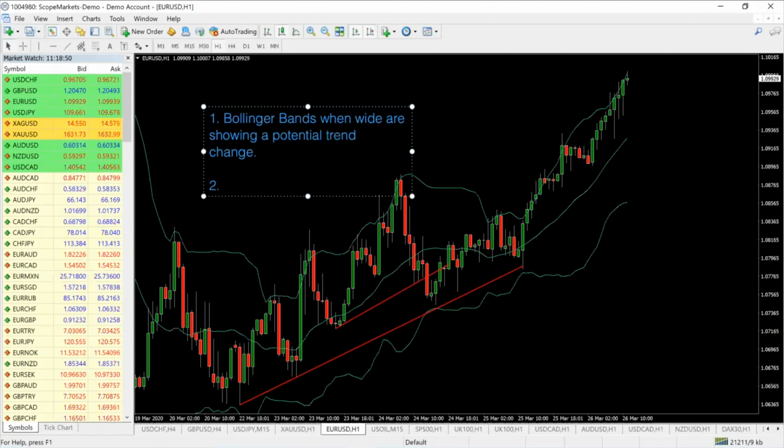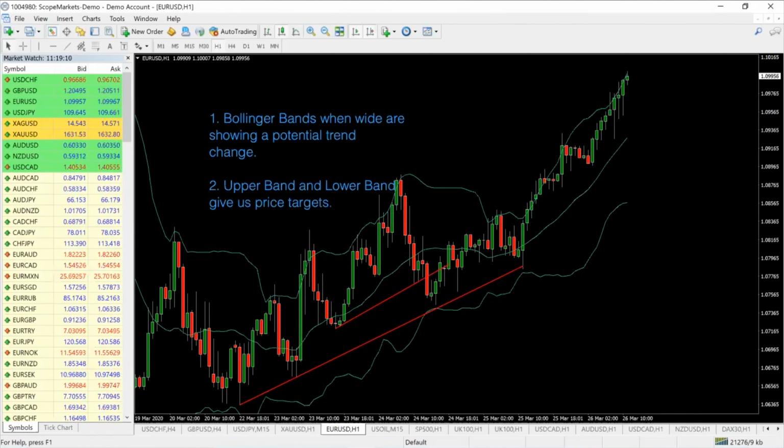So the second way we use them is as price targets. The upper band and lower band give us price targets. So that's what that gives us. The upper band and the lower band give us price targets. Okay, so you can see the situation here and how this would usually work in a market that is ranging.